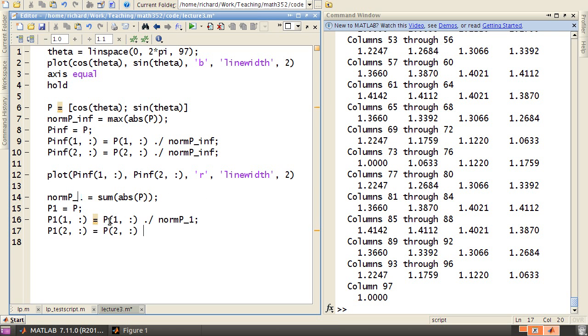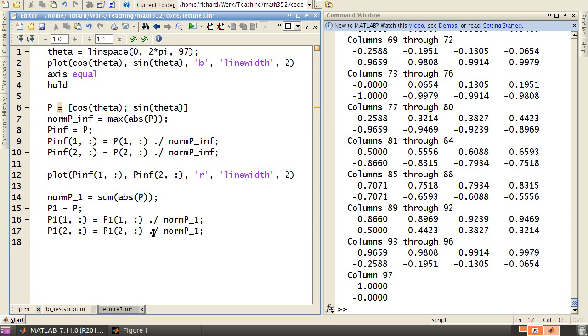I should probably do that right. Okay, once again, I'm going to divide by the norm, the 1 norm, and then I will plot my vectors, and I'll make those ones green.